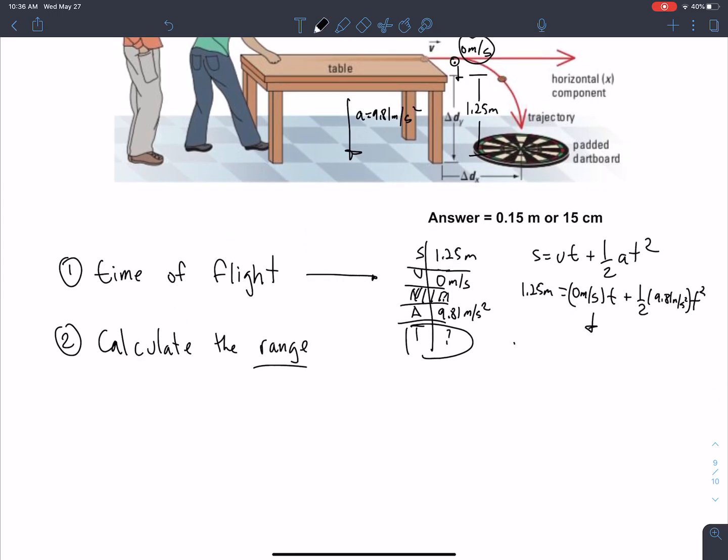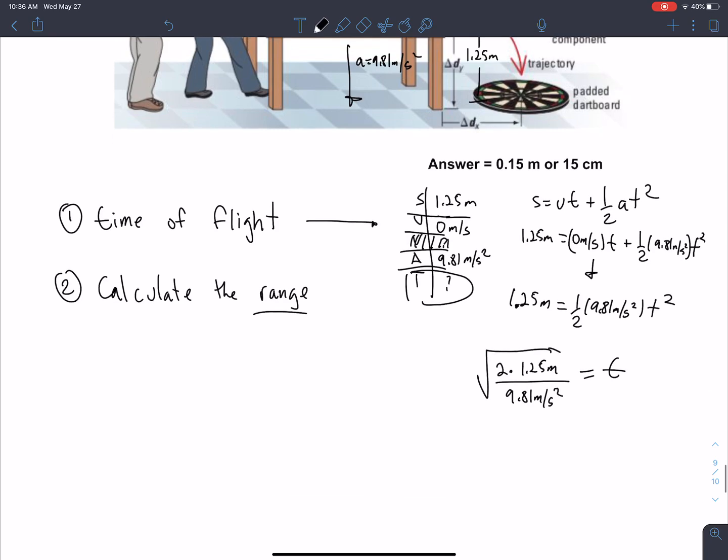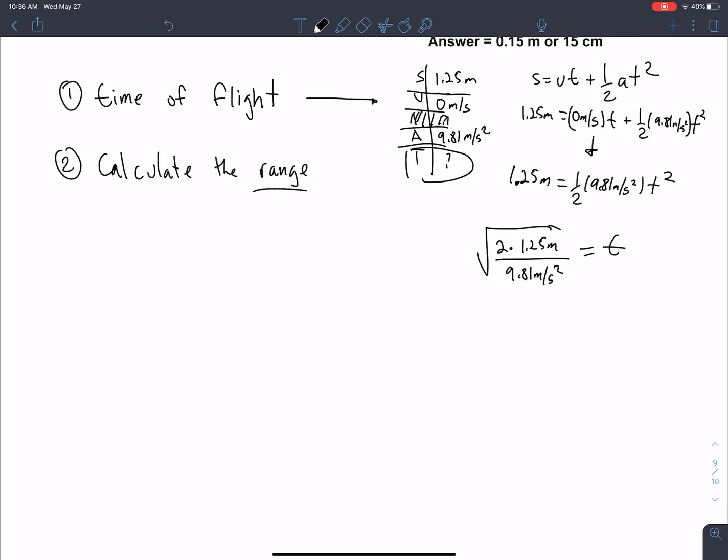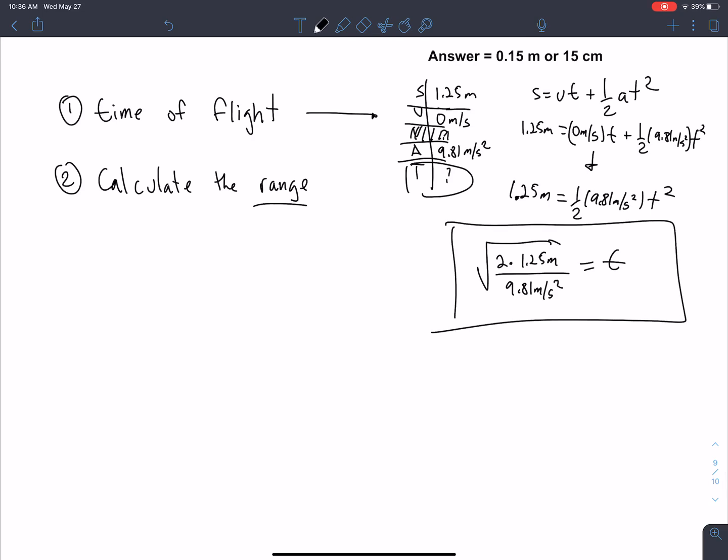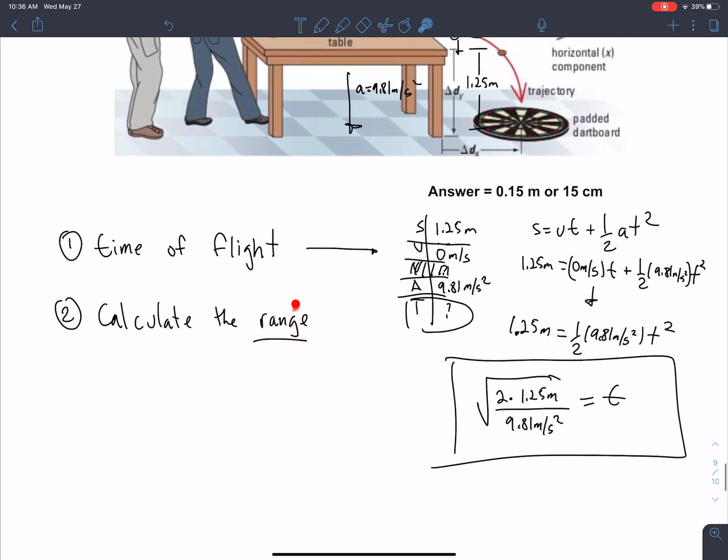If I rearrange all that, because 0 times time is going to be 0, I am left with 1.25 meters is equal to 1/2 times 9.81 times t squared. Then if I rearrange this, I can solve: the square root of 2 times 1.25 meters divided by 9.81 meters per second squared is going to be equal to t, and that's going to be my time of flight. So the square root of 2.5 divided by 9.81 is my time of flight. Once I have my time of flight, I can then use that to calculate the range.